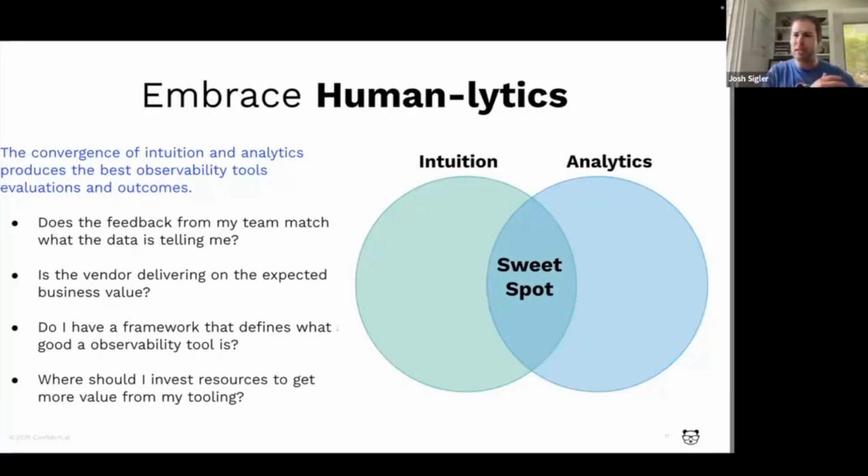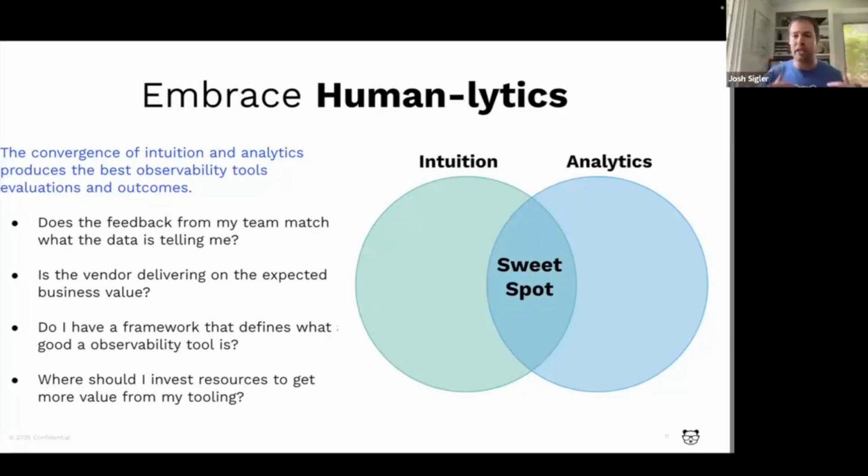Again, if my team is telling me that this tool is working, but the data isn't telling me that it's there, now I have a gap. Now maybe I have some kind of bias that exists that I need to dive into. What you really hope for is to say, hey, my team is telling me this tool is working. The data is telling me this tool is working. Now I'm confident that, hey, that tool is at the top of the stack.